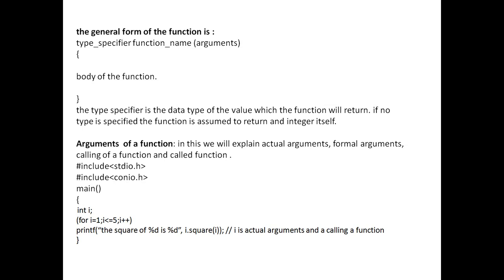#include stdio.h, #include conio.h, and after that the main function, curly braces, int i. For i equal to 1, i less than or equal to 5, i plus plus, printf the square of %d is %d, i, square(i), curly braces close. Here, in square(i), within the parentheses, i is the actual argument, and it is nothing but a call to the function.